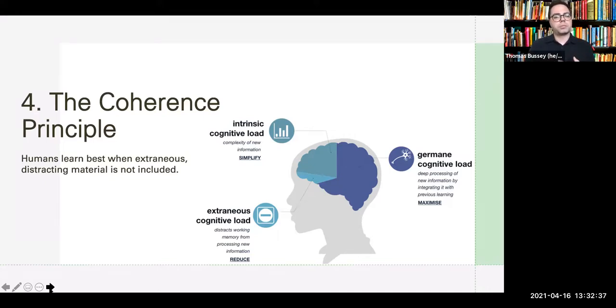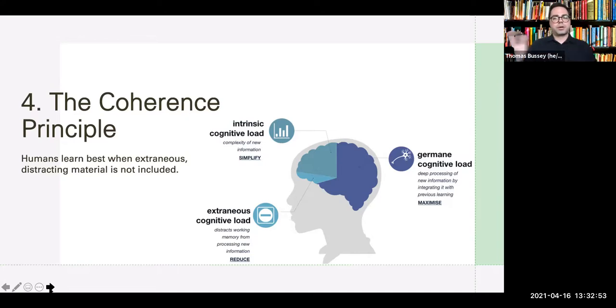The last part of the coherence principle, though, is this third aspect of cognitive load, and that's extraneous load. Extraneous load is just distracting information. And the idea here is that we want to reduce, to the extent possible, any extraneous load. And you see extraneous load all over the place.